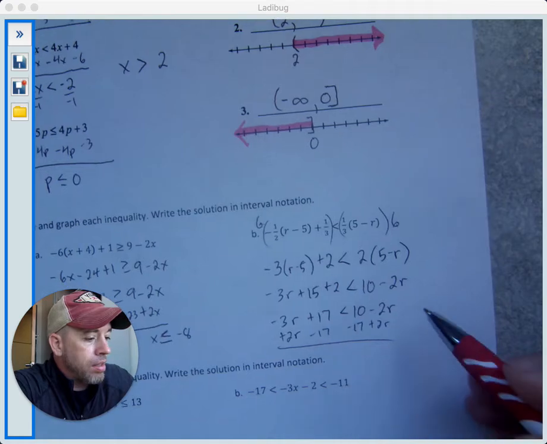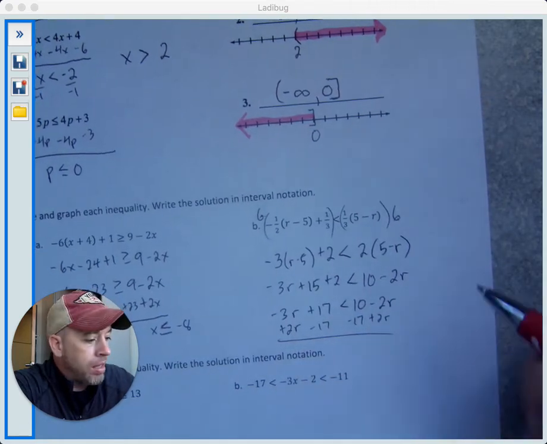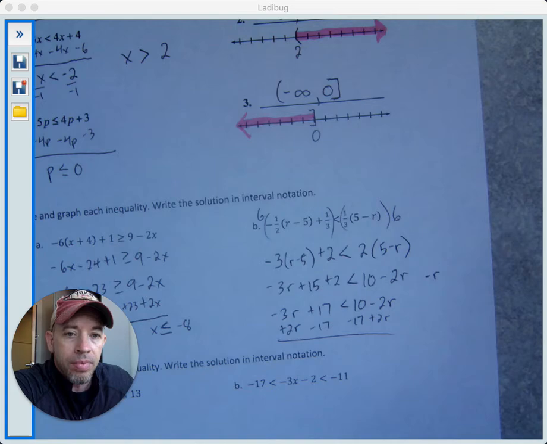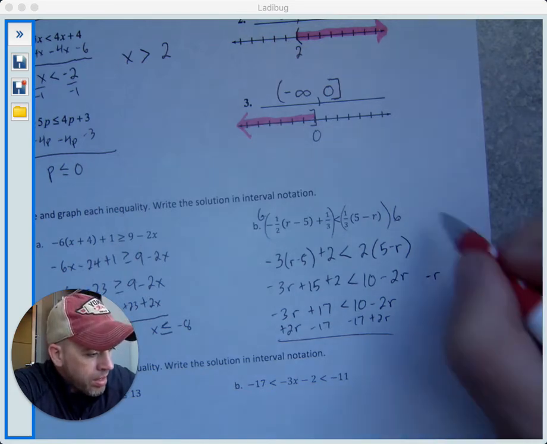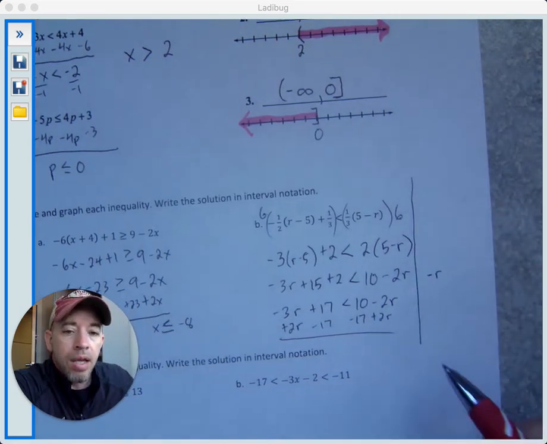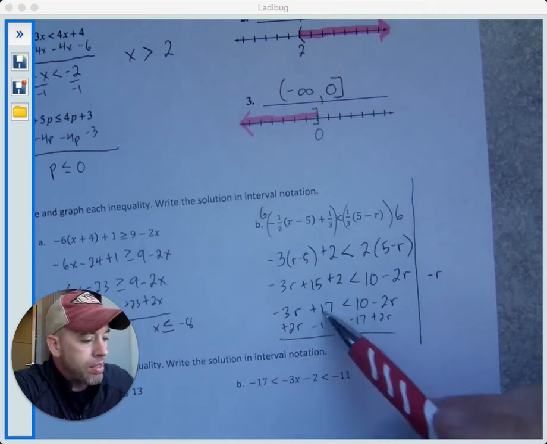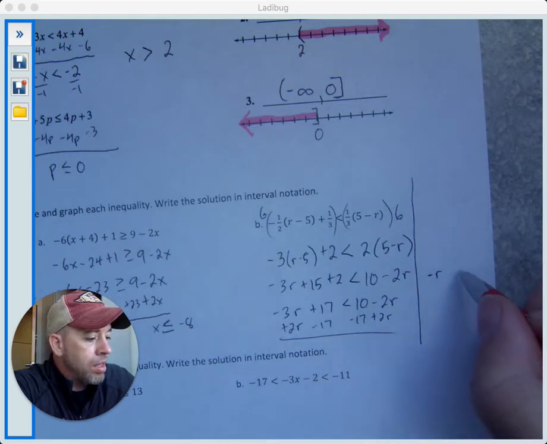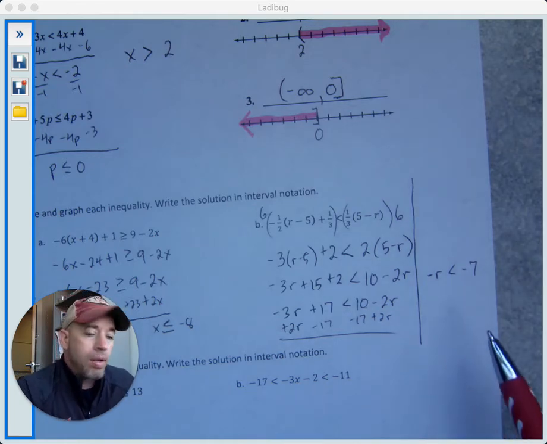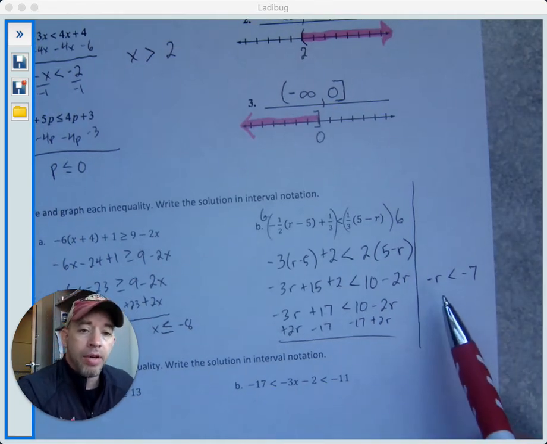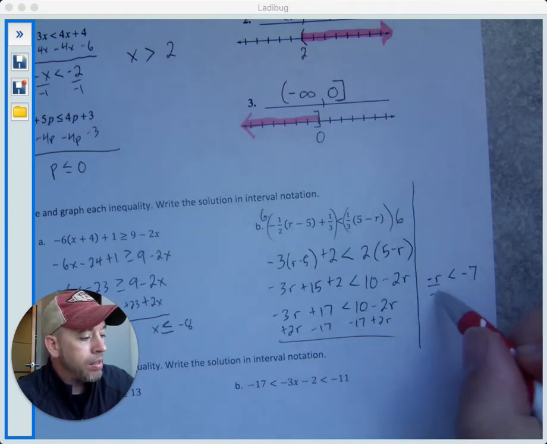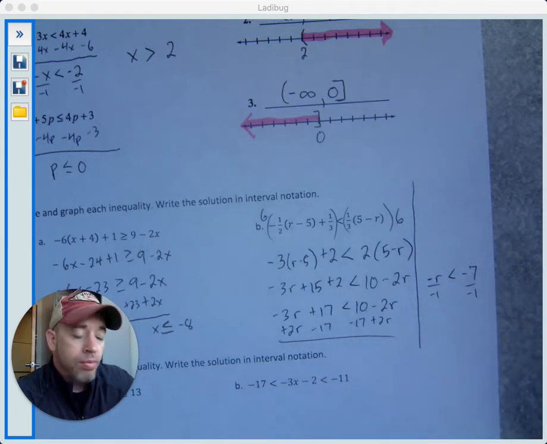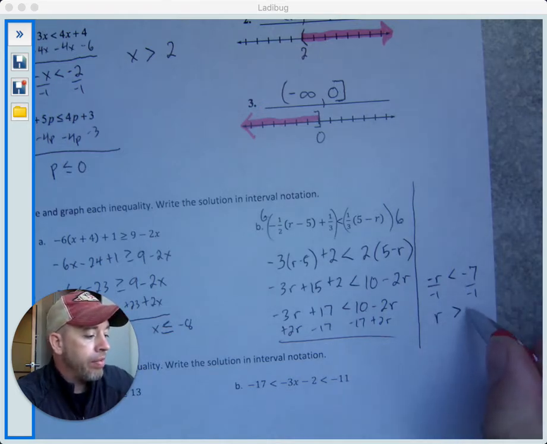So let's see. -3r plus 2r, that would be a -r. I'll put that over here where I have room. And I'll put a line down here so we don't get confused. There we go. And then on the right, so the 17's cancel, right? But on the right, we have 10 minus 17, which is a -7. Now, we need to either multiply or divide by -1. I'll divide by -1. When I do that, we don't forget, flip the inequality sign. We get r is greater than 7.